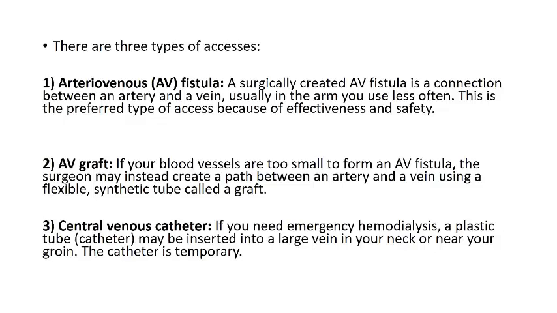So if your blood vessels are too small to form the AV fistula, the surgeon may instead create a path between an artery and the vein using a flexible synthetic tube, which is called as a graft. Another is the central venous catheter. If in cases of the emergency hemodialysis, a plastic tube or catheter may be inserted into your large vein to your neck and near your groin. Okay, so this catheter is also temporary, but they do the central venous fistula. Generally, commonly AV fistula is used.